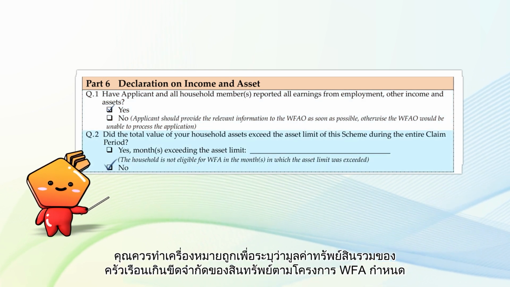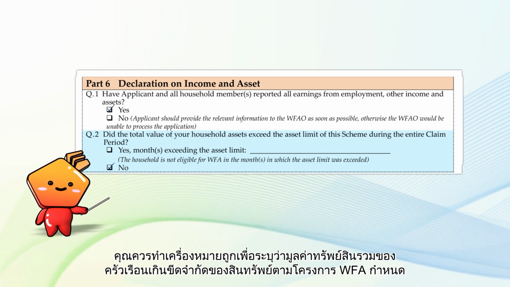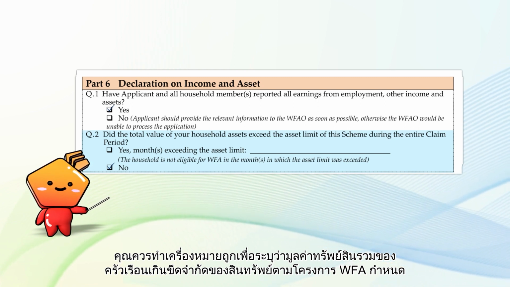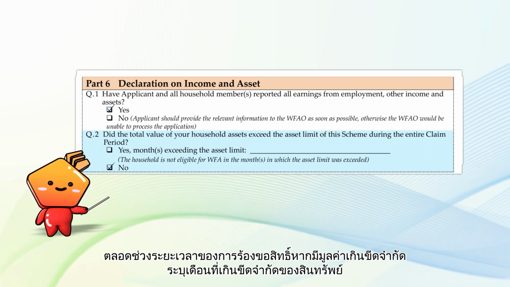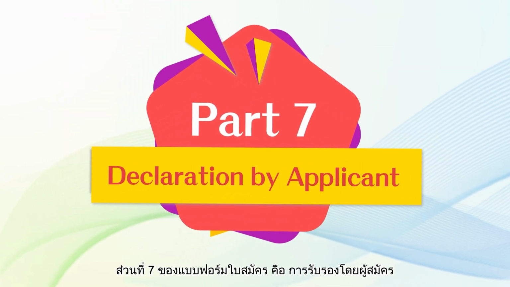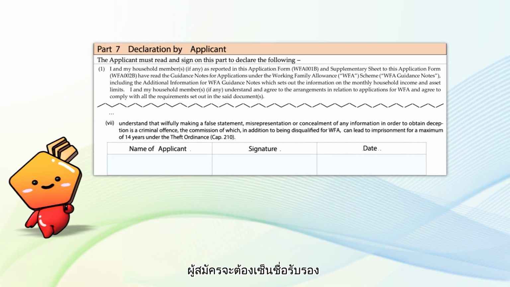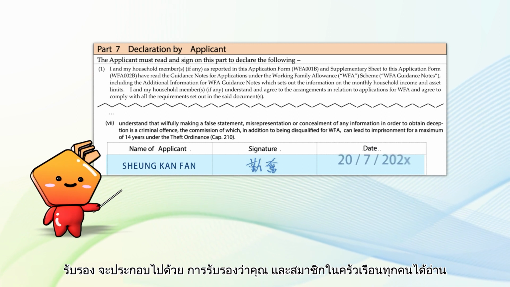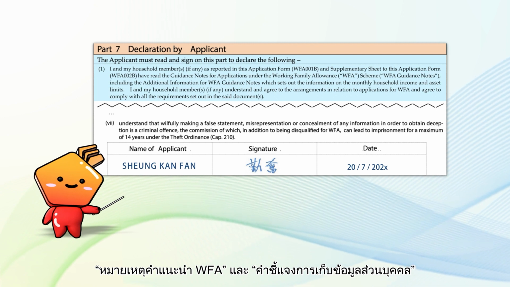You should put a tick to indicate whether the total asset value of the household exceeded the asset limit of the DUFA scheme during the entire claim period. If so, specify the months in which the asset limit was exceeded. Part 7 of the application form is Declaration by Applicant. Applicant must sign the declaration. The declaration includes that you and all household members have read the DUFA guidance notes and personal information collection statement.